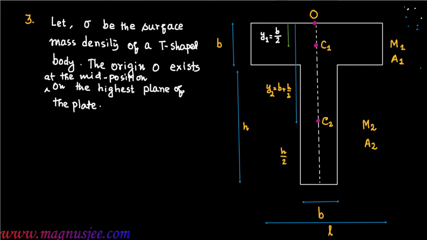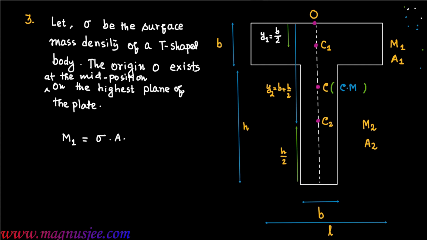Center of mass C2 exists at the midpoint of the vertical part, and its height from the base of the plate is H by 2. Here C is the center of mass of this plate. C is the center of mass of this total T-shaped plate.